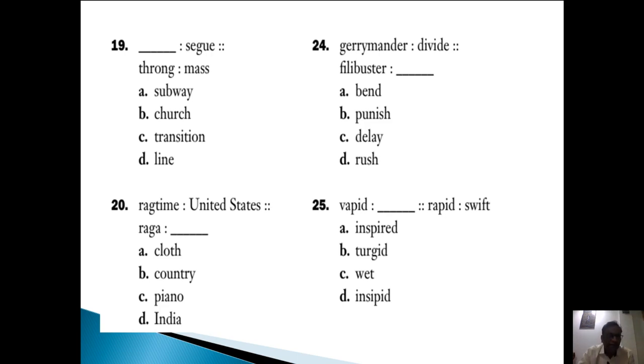Question number 20. Ragtime equal to United States, then raga is equal to what? You may be getting the answer because it is related with our country. So the answer is option number D. Ragtime is a type of music from the United States, and raga is a type of music from India.